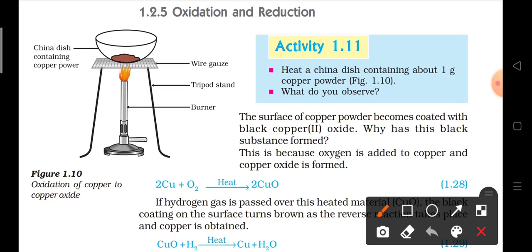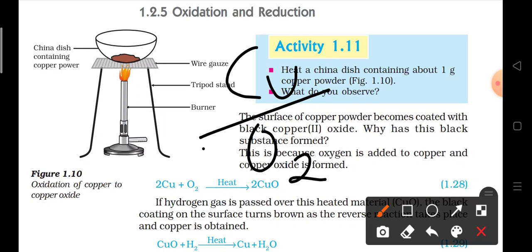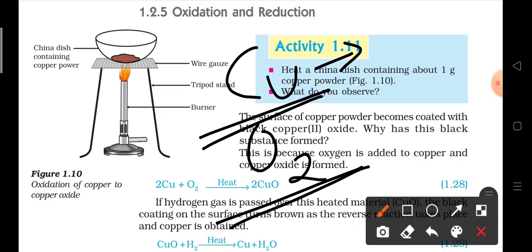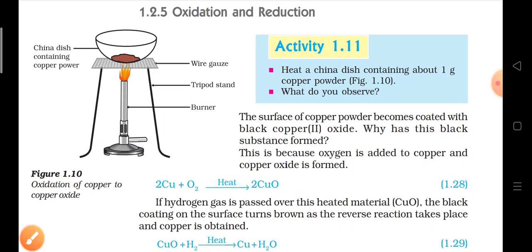You have to remember this, okay? So if I ask what gets oxidized over here, you will say copper gets oxidized. If I ask what gets reduced over here, you will say oxygen gets reduced. So oxidized is copper and reduced is oxygen. On the other hand, the oxidized substance is the reducing agent. So copper is the oxidized substance, that is why it is the reducing agent, and oxygen is the reduced substance, so it is the oxidizing agent.